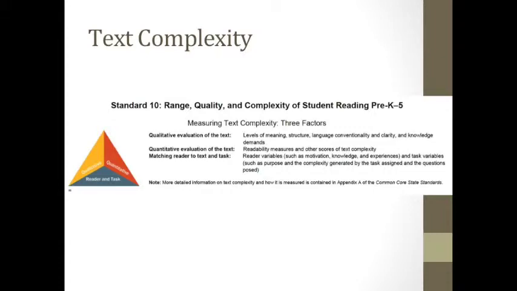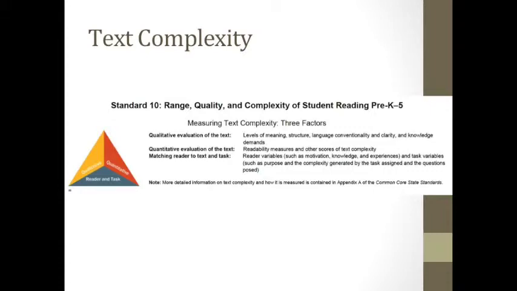The second piece is thinking about from a quantitative measure. So this is looking at readability measures and other scores of text complexity. So you might be familiar with Lexile readings or degrees of reading power. There are about 6 different types of programs. Flesch-Kincaid is another one that you can use to find a numeric score of a text, and that's usually based on sentence structure. So how many words are in a sentence, how many sentences are in a paragraph. I will leave a link on our Blackboard page about how to find text complexity quantitative measures.